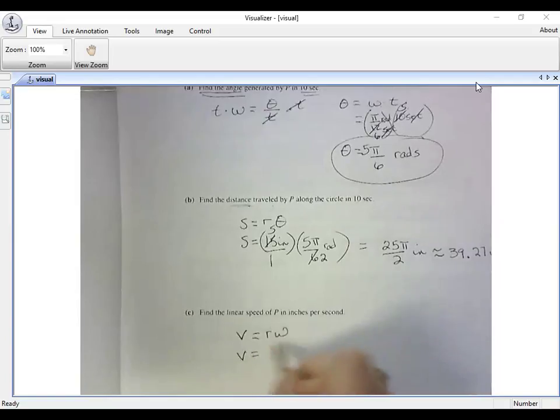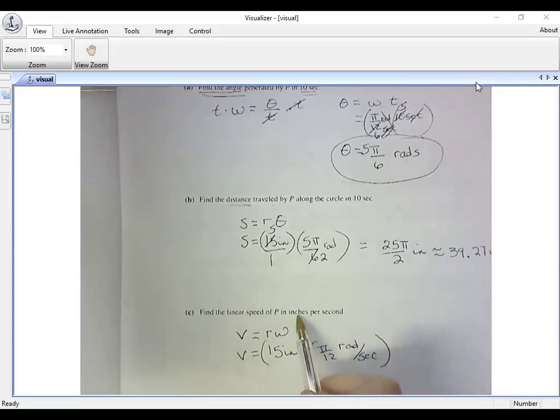And our radius was 15 inches. And our omega was pi over 12 radians per second. And remember, radians is actually a unitless measure. When I finish with this, am I going to have the right unit, inches per second? What do you think? I am, because remember, radians is unitless, so I don't really have to count it. I'm going to have inches on top over seconds on bottom.